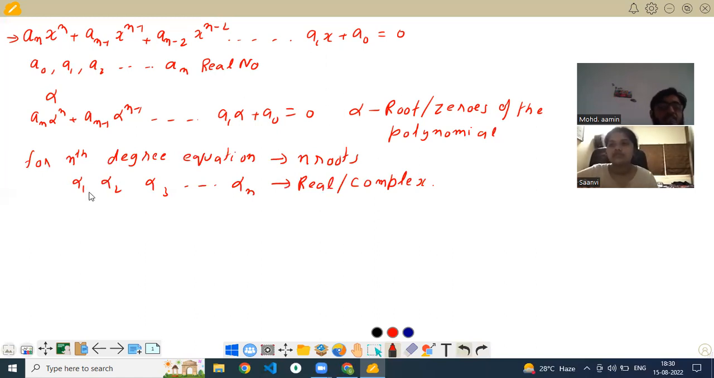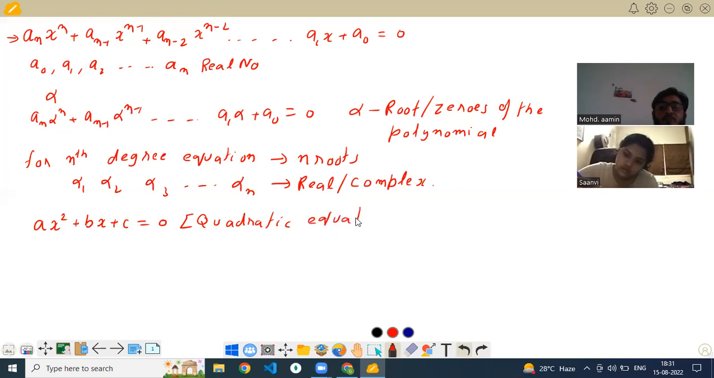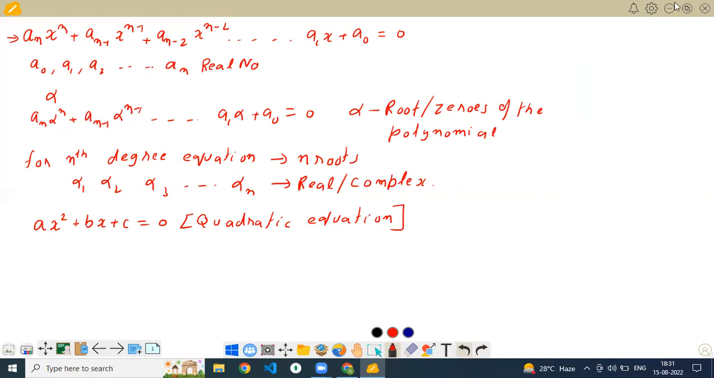So I'll take a simple example now. If I take a second degree equation, that is ax square plus bx plus c is equal to 0, this is known as a quadratic equation. Do you know how to solve a quadratic equation? We have to factorize it, right? So we'll discuss that method first.